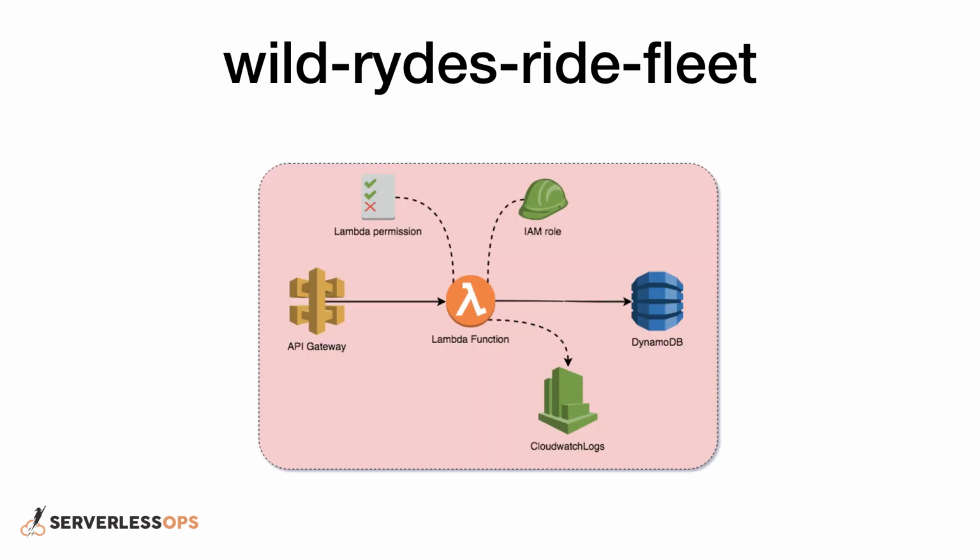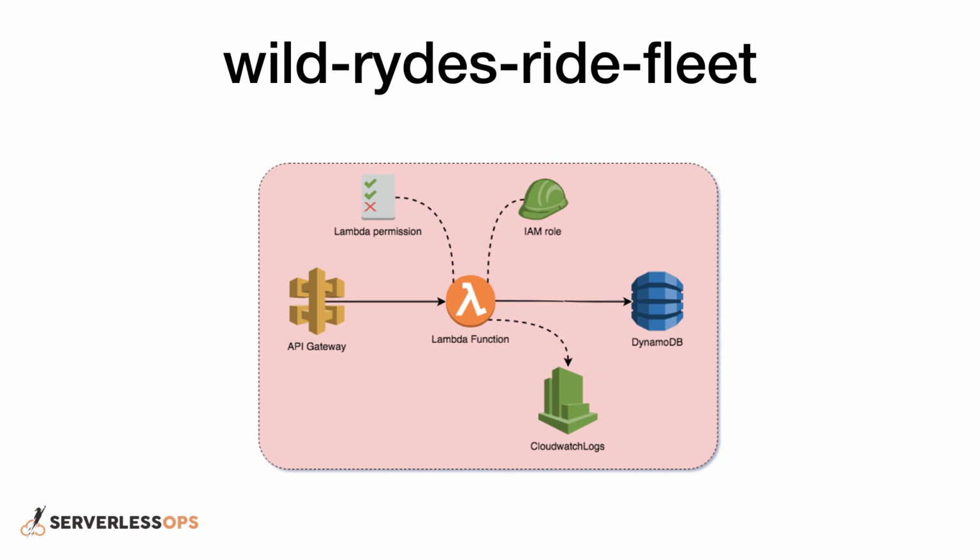This is the Wild Rides Ride Fleet service. This service is responsible for managing the unicorn fleet. This is a RESTful web API that communicates with the database of unicorns. If this were a server-based service, you might picture this as a Python, Flask, or Ruby Rails application that fronts some sort of NoSQL database.